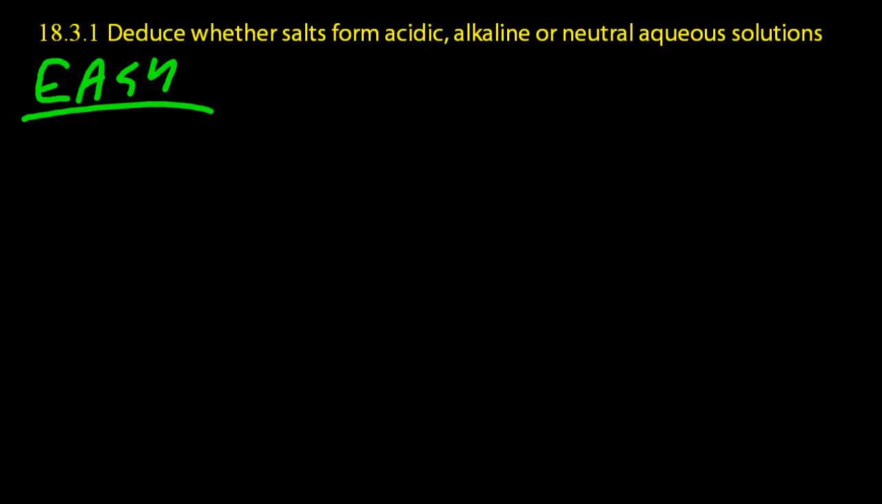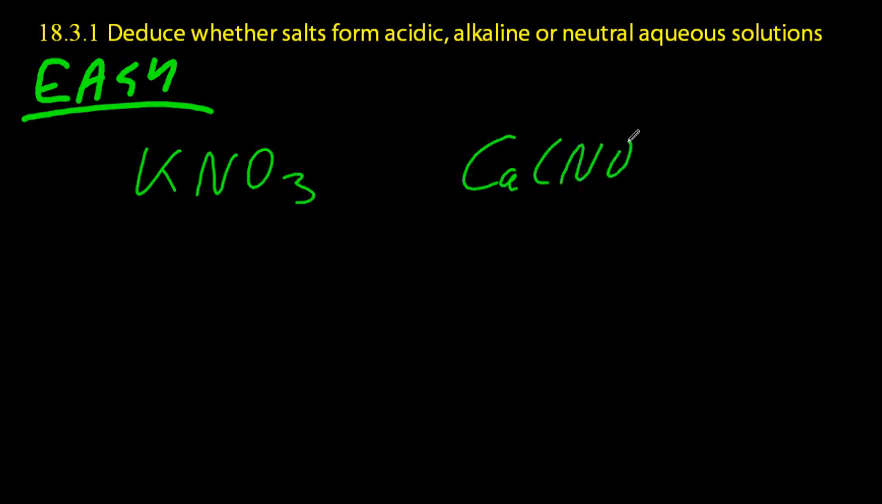So I'm going to write down 4 salts. And when you see the salts, you have to decide how they could be made. What combination of acid and base would make these salts? And once you've decided that, it's quite easy to work out if the pH is acidic, basic or neutral.